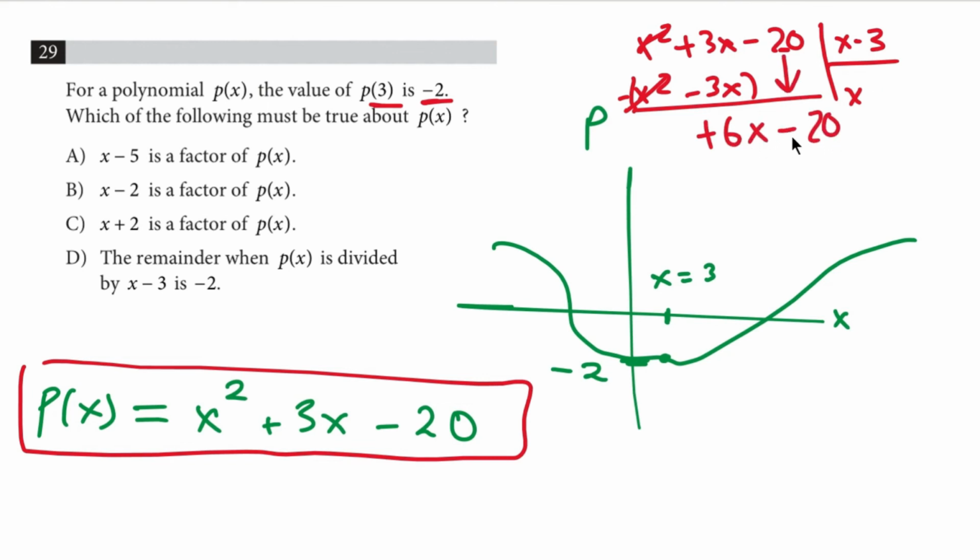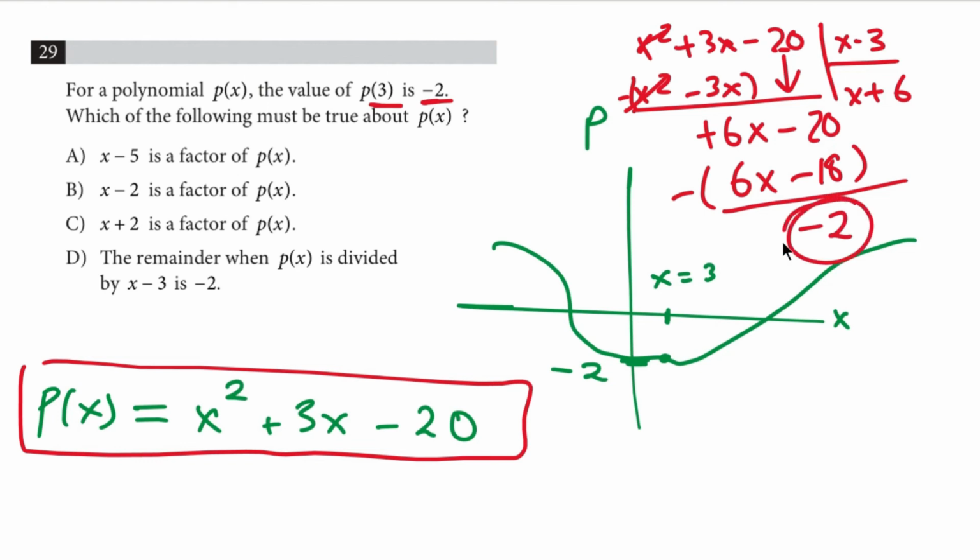Now in order to continue, we need to ask ourselves what multiplies by x to give us 6x, so that's just 6. So 6 times x is going to give you 6x, and 6 times negative 3 will give you negative 18. Again, subtract everything and you will get negative 2. So the remainder here, you cannot divide any further. The remainder here is negative 2. Now take a look at choice D. The remainder when p of x is divided by x minus 3 is negative 2.